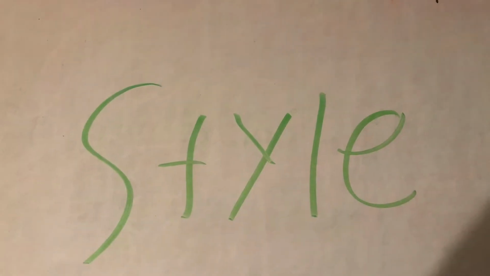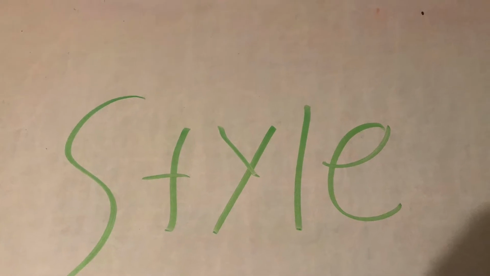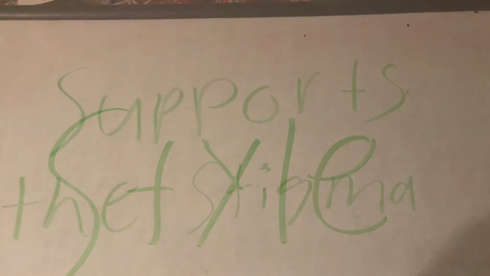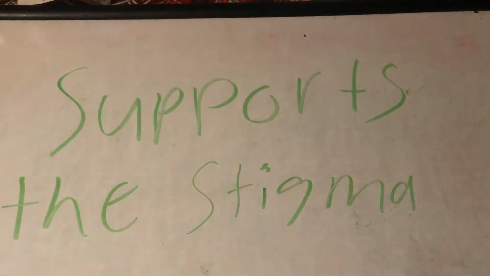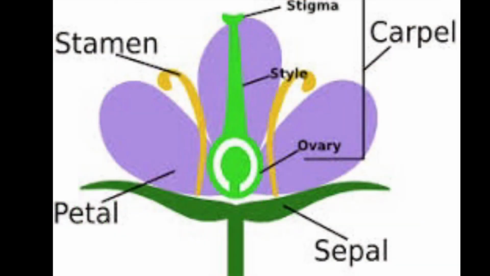Next we have the style, and the style is important because it supports the stigma, as you can see here. We have our stamen, and we have our diagram, which is beautiful.